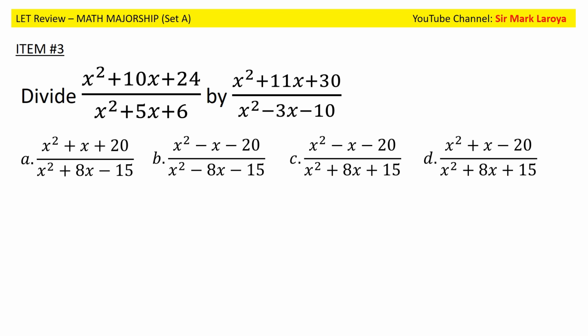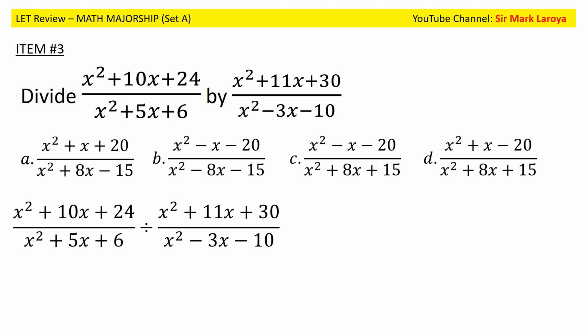So, this is another example of operations of rational expressions, or pwede natin sabihin ito yung operation of fractions din kasi we have fraction divided by a fraction. Okay? So ang gagawin natin, alamin natin kung ano ba yung involved na mga expressions, no? So we have the dividend, that is x squared plus 10x plus 24 all over x squared plus 5x plus 6. That is our dividend. It will be divided by the divisor x squared plus 11x plus 30 all over x squared minus 3x minus 10.